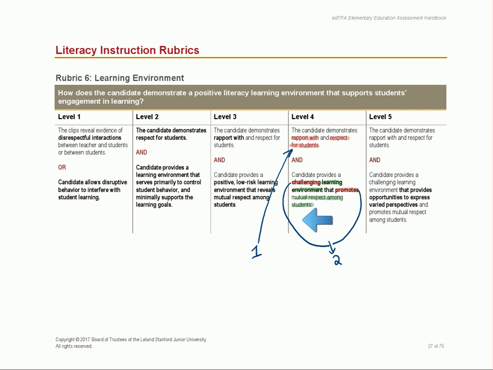Okay? And where it says in 3 reveals mutual respect among students, you need to set up the possibility, you need to establish the expectation that students will respect each other. So you need to promote mutual respect among students. And that may just be having students talk with each other around their work, encouraging your students to encourage one another. So you can see the differences between 3 and 4. The difference being you need to provide a challenging learning environment and you need to promote mutual respect among your students. All right.